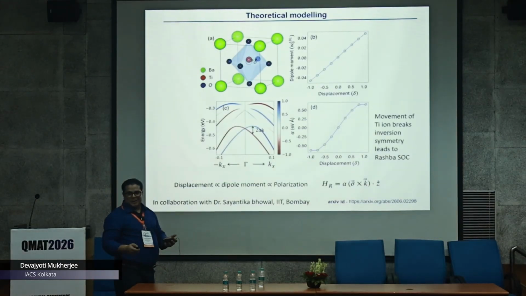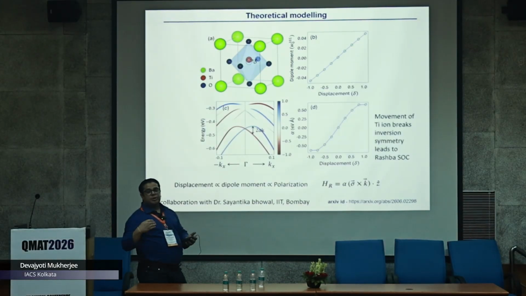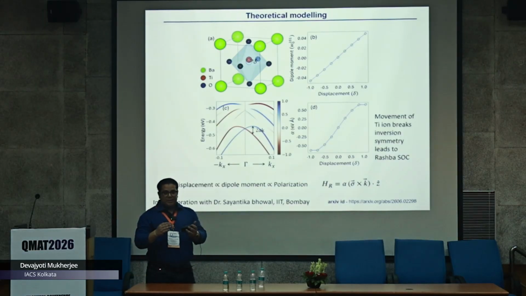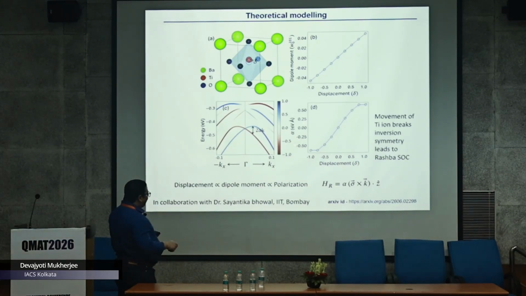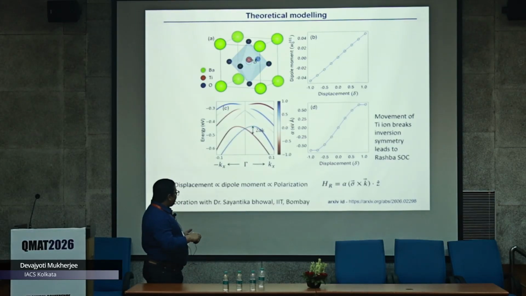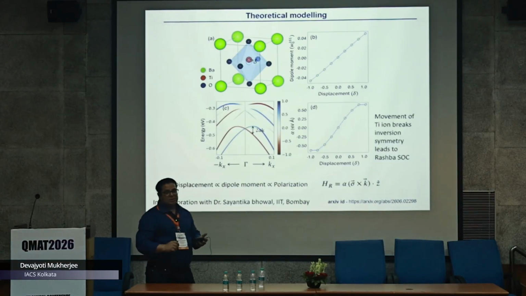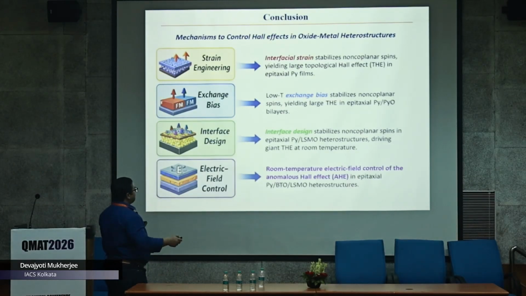Again we went to theorist Shayantika for her help, because we didn't really understand the internal structure. What they are showing here is the barium titanate band structure when you introduce Rashba spin orbit coupling. Basically the band structure of barium titanate splits when you introduce Rashba. The Rashba parameter is related to the displacement of the titanium ion, which is related to the polarization of barium titanate. So they could relate Rashba spin orbit coupling with the polarization of barium titanate, and they show that it changes sign.